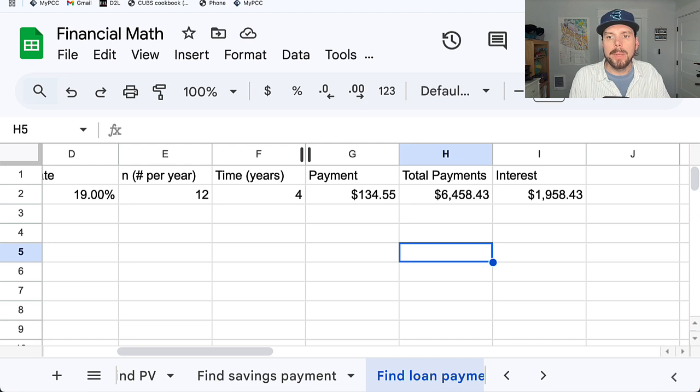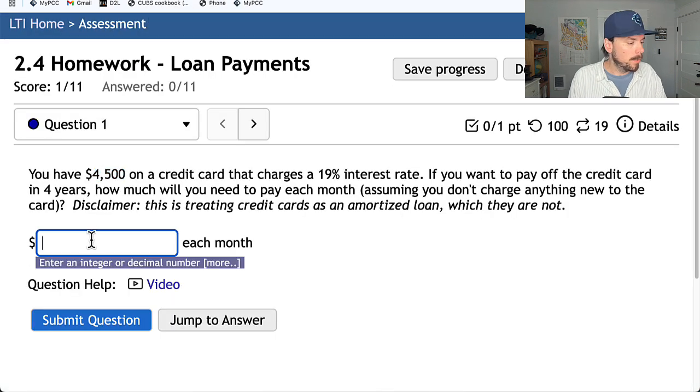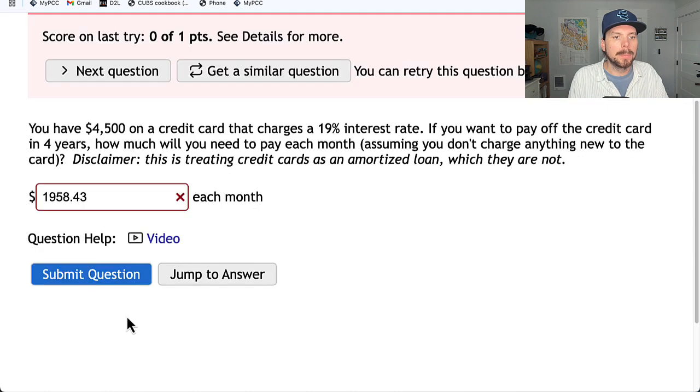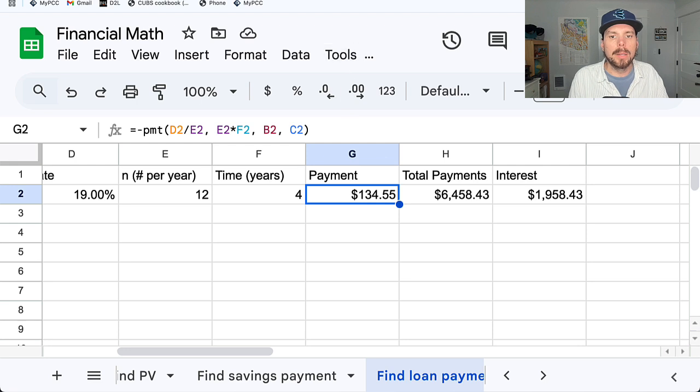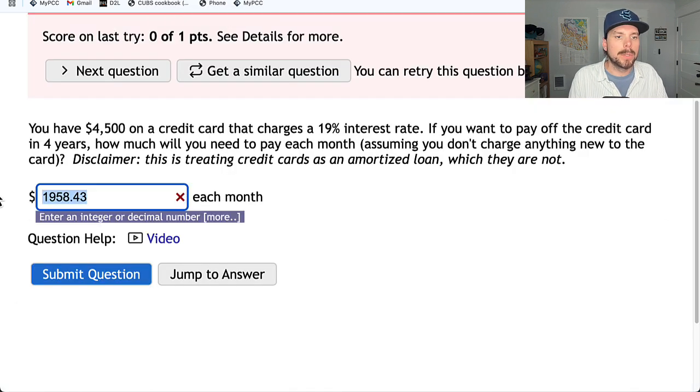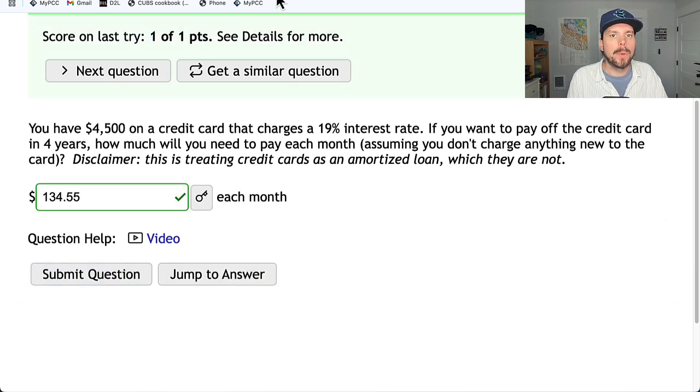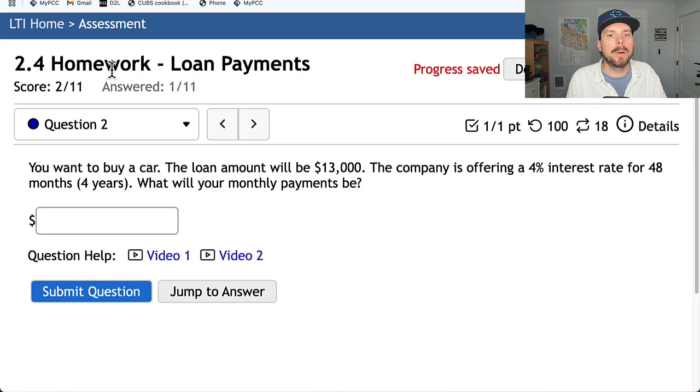I'll check my work here, 1958 and 43 cents. Apparently that's not right. Oh, that's the interest. Let's try that again. $134.55. There we go. So that problem just wanted to know the payment. That's how many of these are.